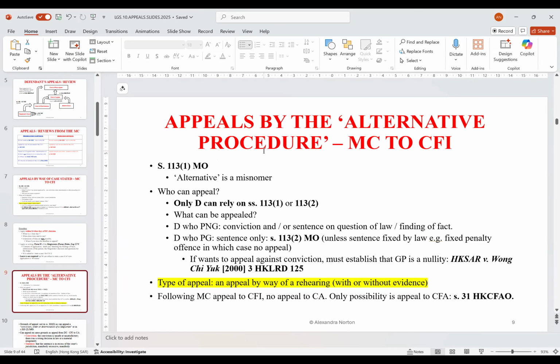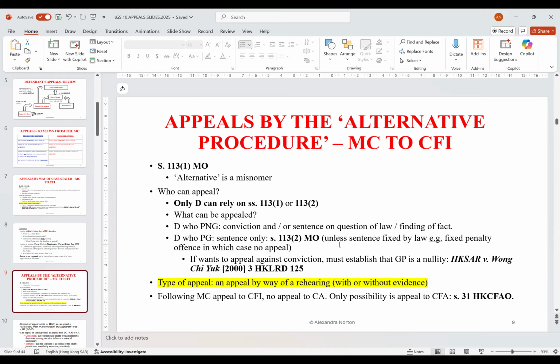Section 113 is very strangely titled the alternative procedure, but actually in practice, it is the most common way for a defendant to appeal a magistrate's decision. Only the defendant can appeal under subsection 1 or subsection 2 of 113.